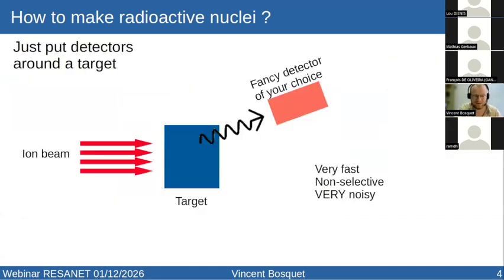Another way would be to send a beam directly into a target and then put a detector around it and measure the products of the nuclear reaction. This method has the advantage of being very fast, but it's non-selective and it's very noisy because all the nuclear reactions are happening at once, at the same time.